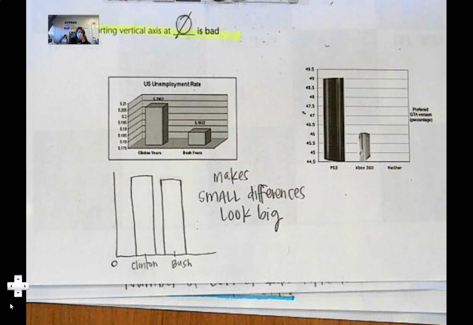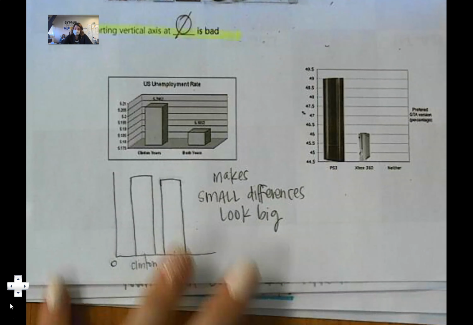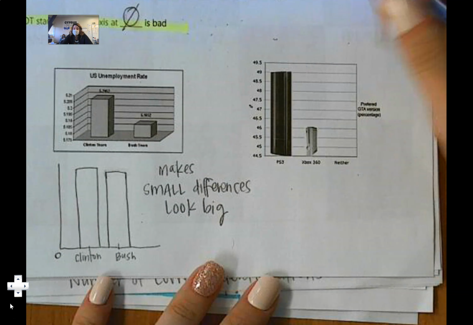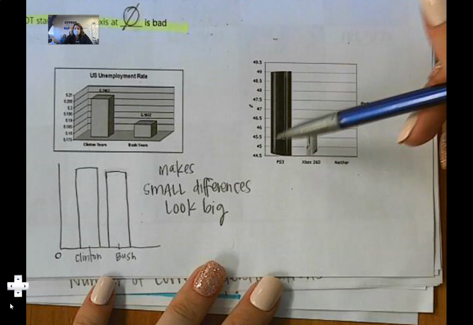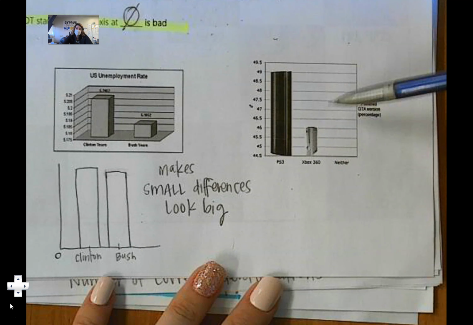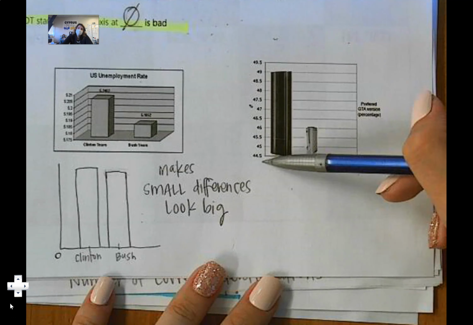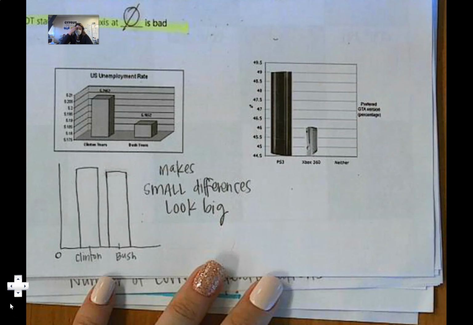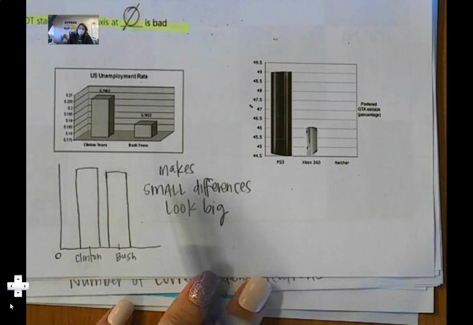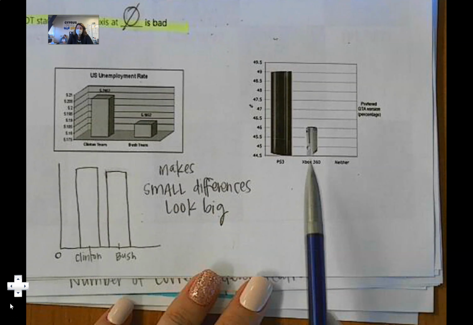So then the last graph has all 3 issues. So first thing, the bars are different widths. Second thing, you're using pictures instead of bars. And then third, you are starting at 44.5% instead of 0%.